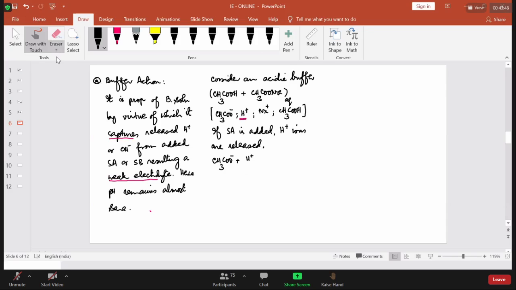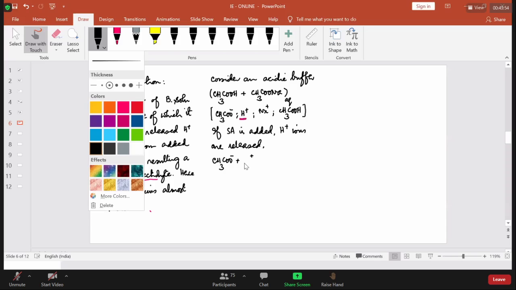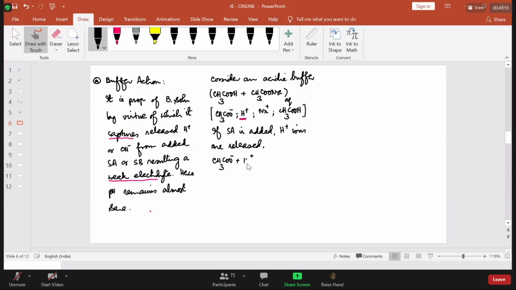Come on, come and get associated with me. This is called capturing property. This H plus ion is captured, and there is a formation of weak electrolyte, CH3COOH. Scientists, listen carefully. We have formation of weak electrolyte.